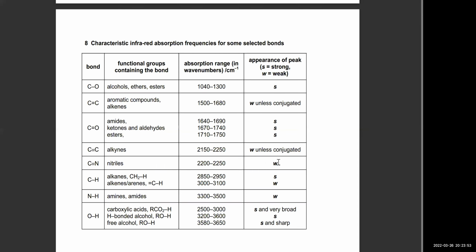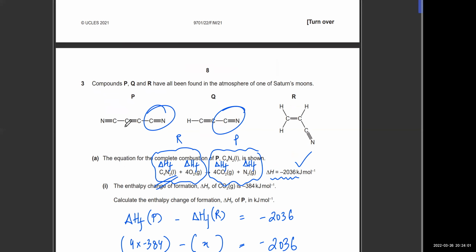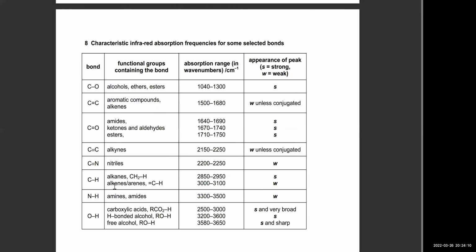There's going to be a weak appearance of peak because of the CN bond. Clear? That's one. Here, all kinds of common. C triple bond C is over here as well, that's the alkynes. So you're going to say at 2150 to 2250, there's going to be a weak appearance of peak.